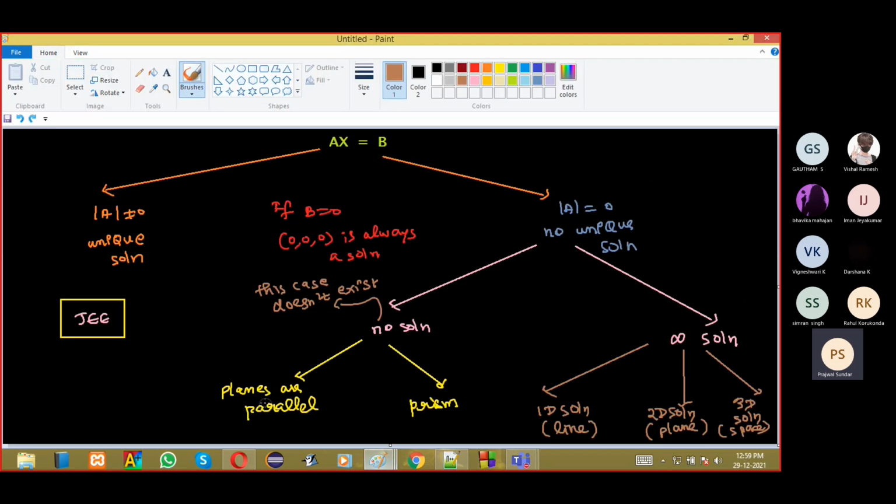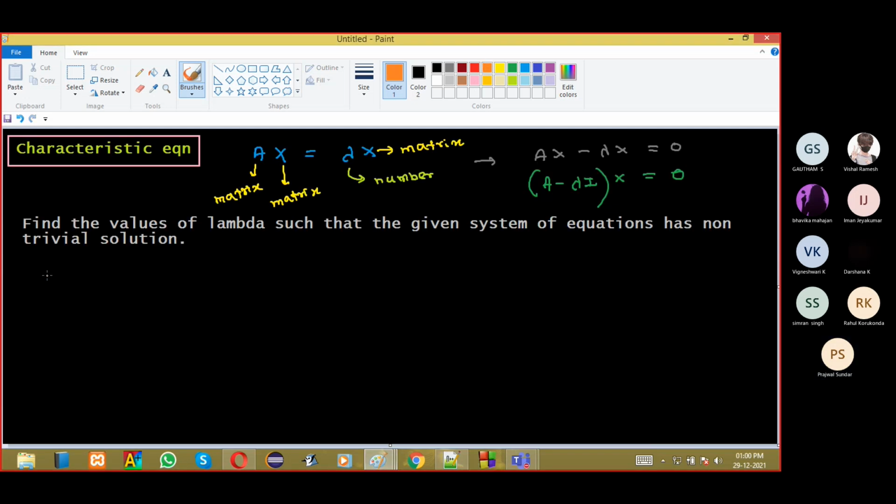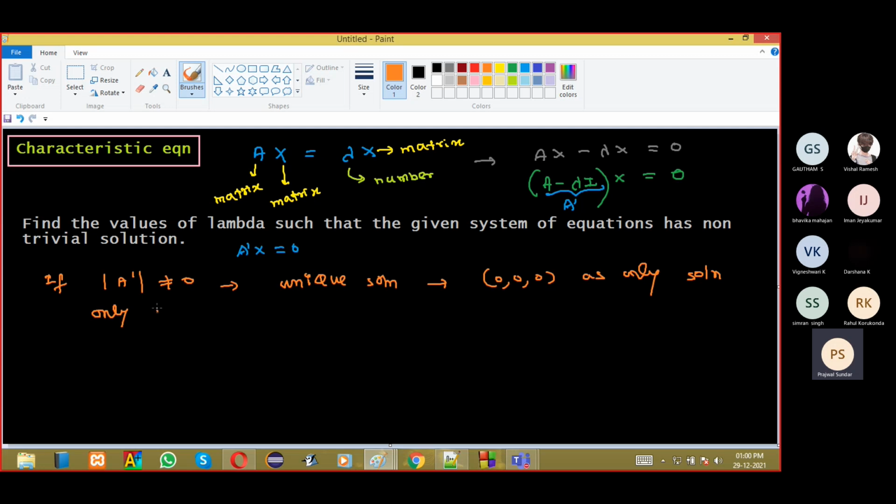Now please come to this. I'm having Ax equal to 0. B is 0 now. If I'm saying B equal to 0, then there are two cases. One, I can have unique solution or I can have not unique solution. Now if I'm saying this determinant is not 0, I'll have unique solution. If I take this entire thing as A dash, so I'm having system as A dash x equal to 0. If determinant of A dash is not 0, then it means I have a unique solution, which means I have 0, 0, 0 as the only solution, which means I have only trivial solution.